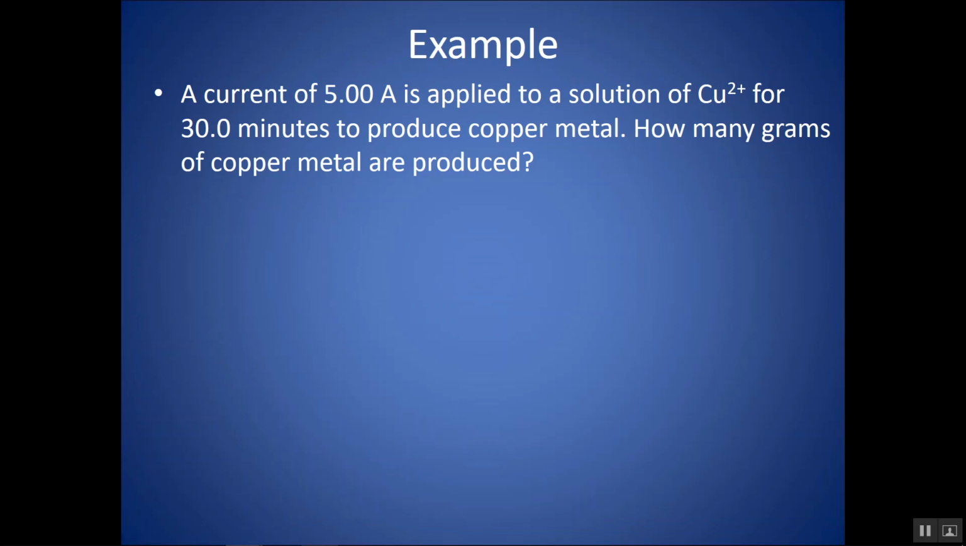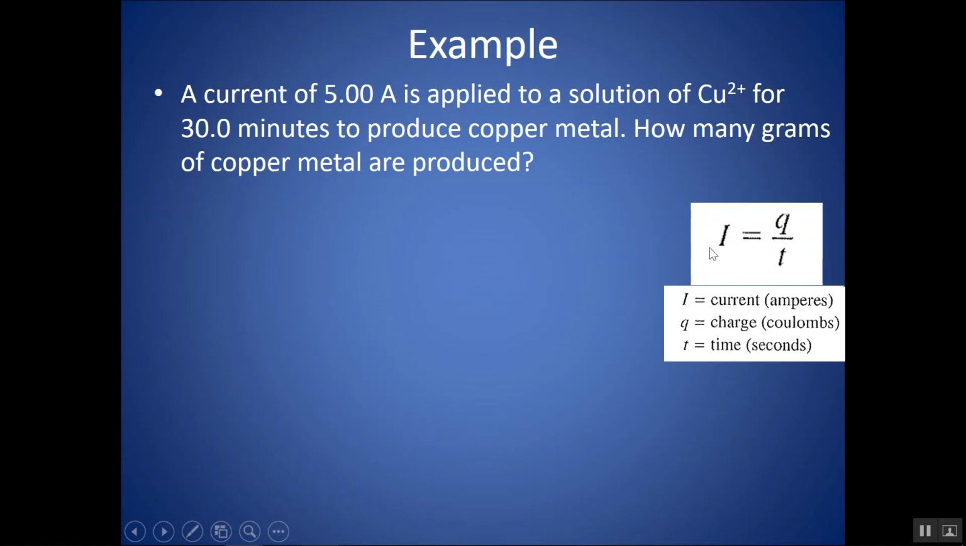You might want to pause the video to try it to start with, or feel free to keep watching. A current of 5 amps is applied to a solution of Cu2+ for 30 minutes to produce copper metal. How many grams of copper metal are produced?